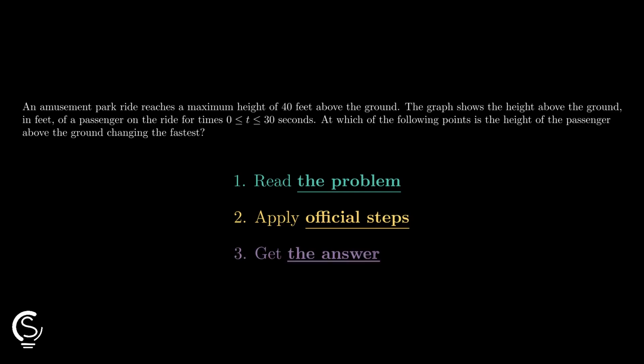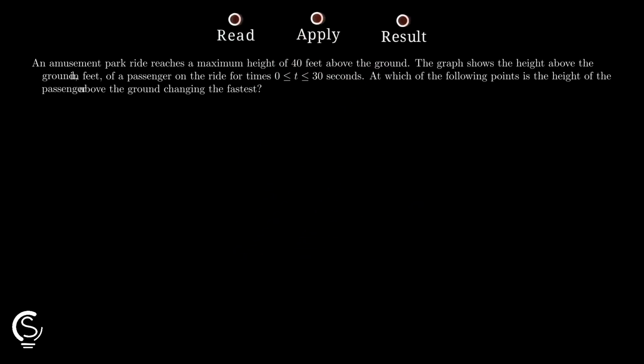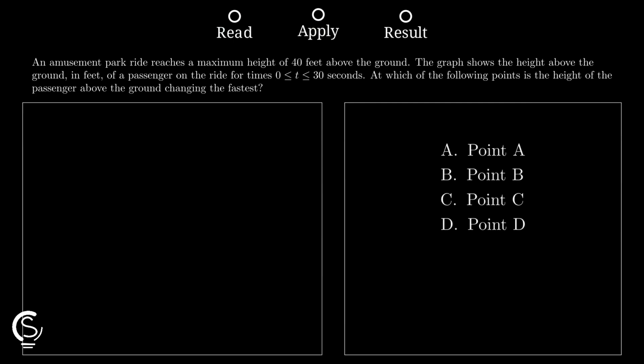Let's go! Finding where height changes fastest on this amusement park ride graph is actually super simple if you look at the steepness of the curve. The rate of change of height is represented by the slope of the tangent line at any specific point on this graph. We need to find the steepest part here.